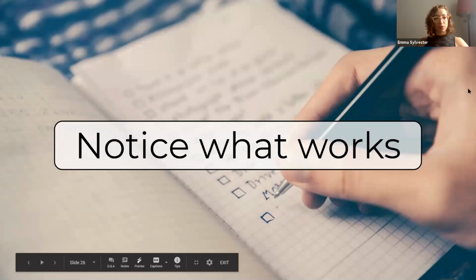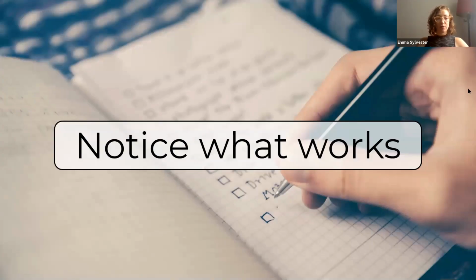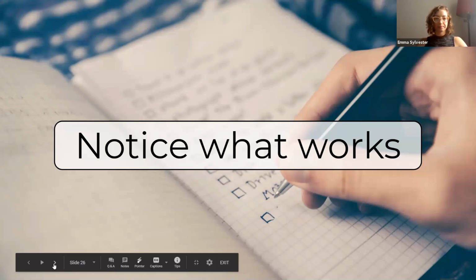Notice what works. So we're talking right now a lot about offering corrections, offering improvements, identifying misunderstandings, but in the writing process, it's also important to notice what's good. Maybe your topic sentences are really strong. Maybe your connections between ideas are great. And noticing these things is also really helpful as you move forward in the writing process.